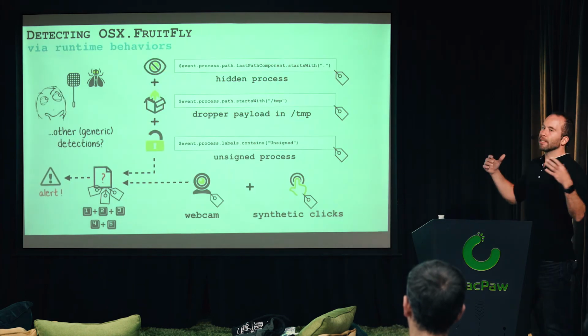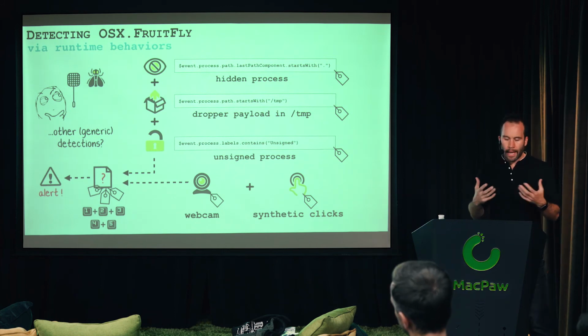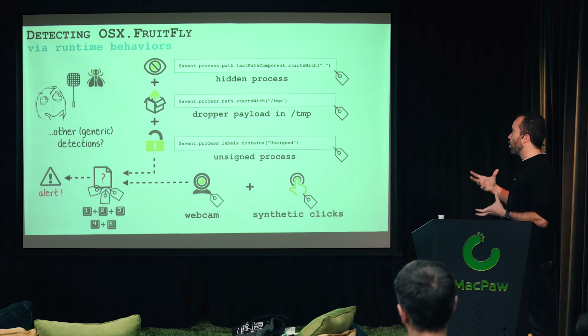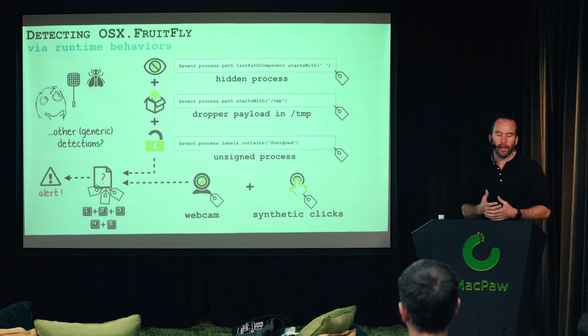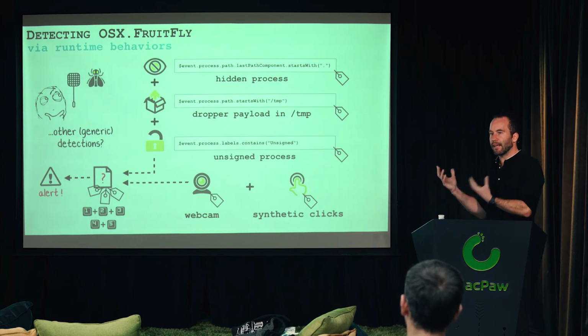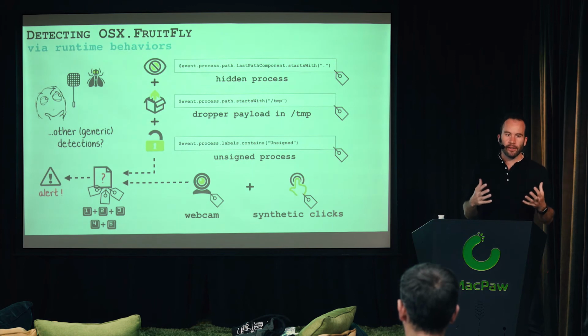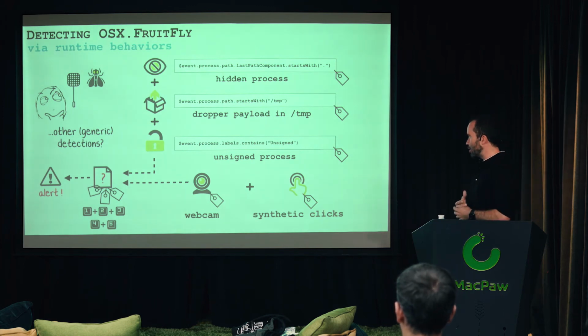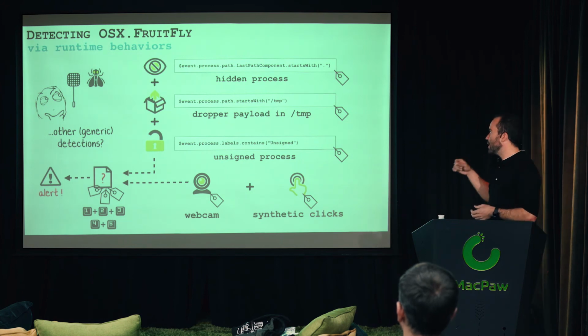Now imagine Fruitfly has already been installed on the system. We can also go ahead and detect it by looking for suspicious or malicious runtime behaviors. So Fruitfly does odd or anomalous things like running a hidden process, which then drops an unsigned binary to temp and then generates synthetic clicks. Individually, all of those are kind of weird, but cumulatively altogether, that's really odd. That's really suspicious.